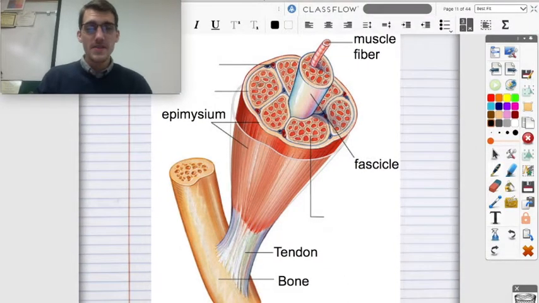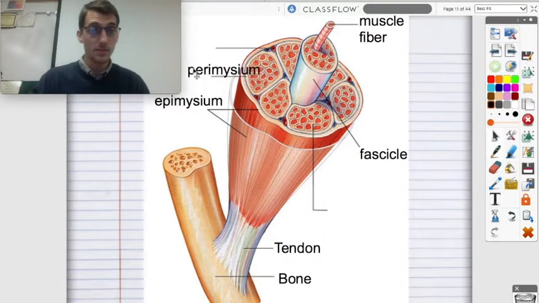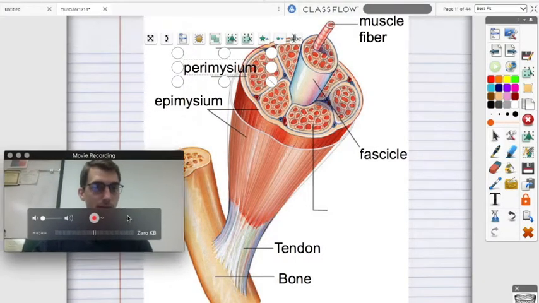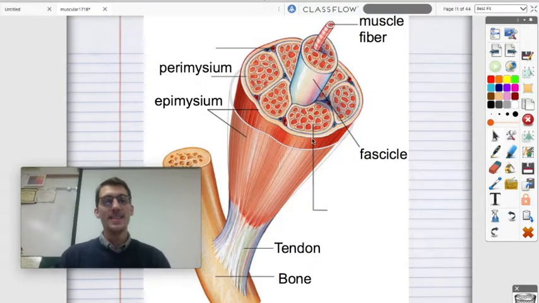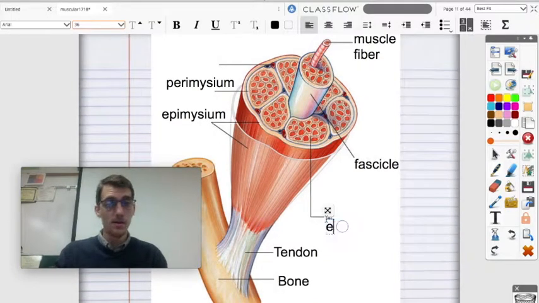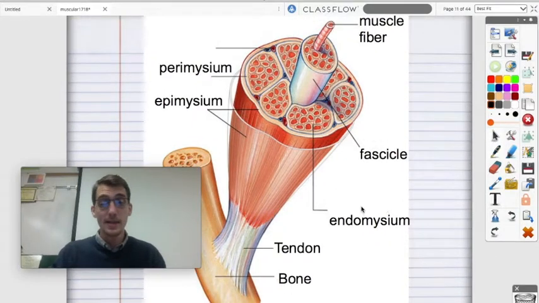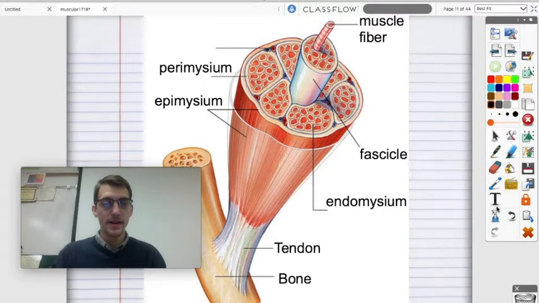Surrounding individual fascicles over here is another fascia called the perimysium. Okay, peri means around, as we've discussed before. Epi means above. Okay, so epi, then peri. I'm running out of space here. Let's move my face down here. There we go. There's the perimysium. Okay, and then wrapping around each individual muscle fiber within a fascicle is this arrow over here, and that's called the endomysium. Okay, endo means inner. We've seen that prefix many times in human anatomy and physiology so far.